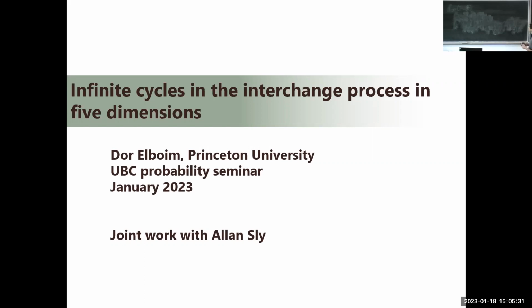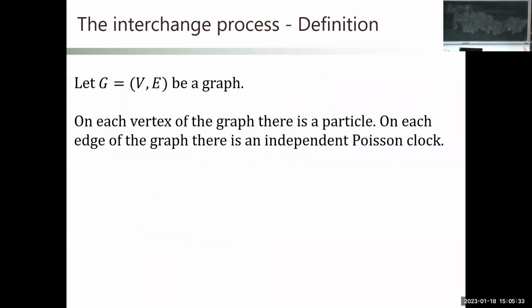Okay, so let's start with the rigorous definition of the model. So you have a graph, G, and it can be either finite or infinite. And on each vertex of the graph, there is a distinguished particle. And on each one of the edges, you have an independent Poisson clock. So this is just a clock that runs at random times. If you want the process up to time beta, then it's going to ring around beta, actually Poisson beta many times.